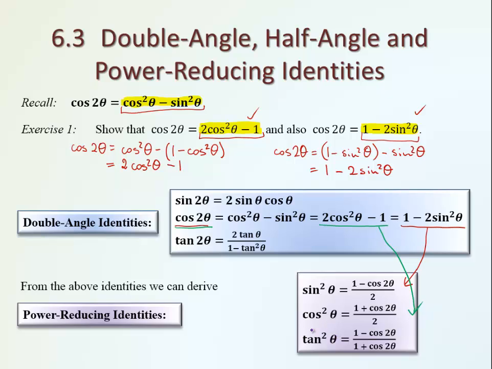And to come up with the power-reducing identity for tangent, it's just enough to divide sine square over cosine square. So if we divide these expressions, then the 2 will cancel and you will end up with 1 minus cosine double angle over 1 plus cosine double angle. So that's tangent.